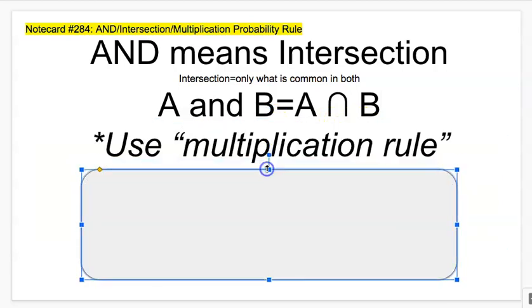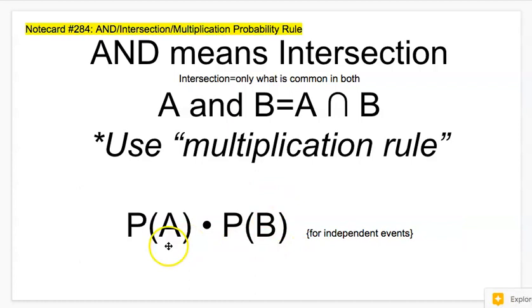And this is when we use the multiplication rule. This is called the general multiplication rule of probability. And here you go. You would just do the probability of the first event times the probability of the second event. This is for independent events. If they're dependent, it's different, but for right now, we're just going to talk about independent events. So you just simply multiply. So pause me and finish up note card 284.